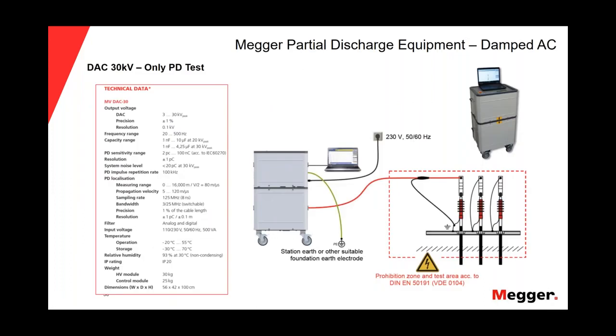To finish the presentation, I would like to show you some of the PD equipment we have at Megger. The first unit we have is the damped AC, or the DAC 30 kV. This unit is only to perform the partial discharge test for 15 kV cables, and it's a unit that reaches up to 30 kV peak. We use the damped AC wave shape to perform the PD test.